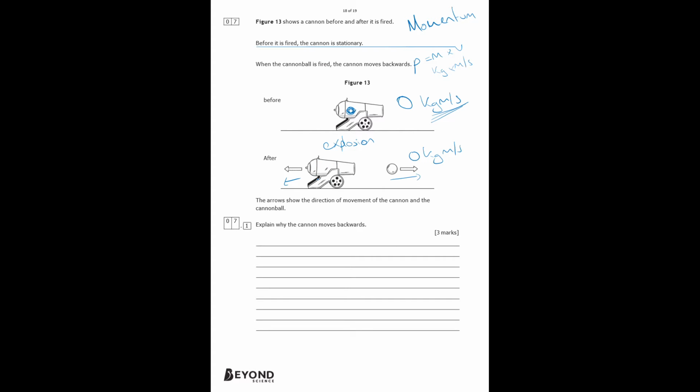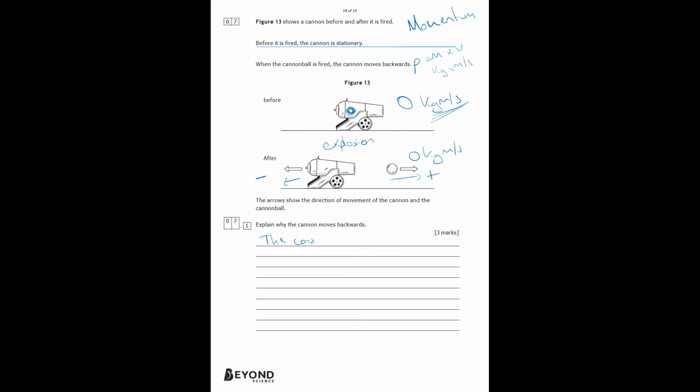Since the cannon is moving backwards, it has a negative momentum. The cannonball is moving forwards, therefore has a positive momentum. When you add the positive momentum of the cannonball to the negative momentum of the cannon, they have the same value, so we add up to 0. But let's express that in writing. So why does the cannon move backwards?